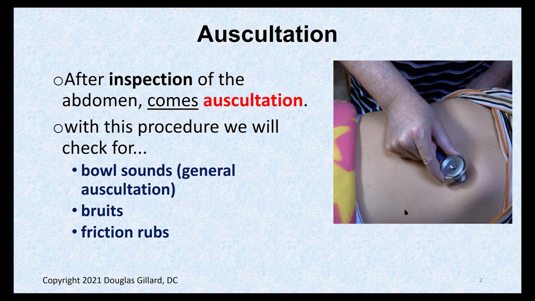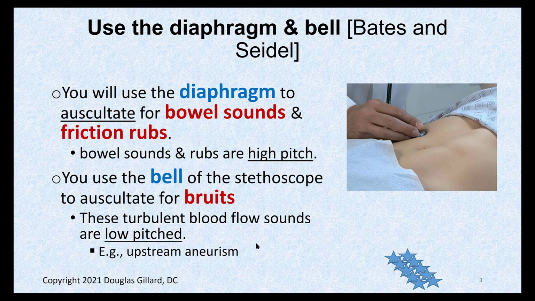So we did inspection last week, and after inspection comes auscultation. In this procedure we'll check for bowel sounds, general auscultation, and then auscultation for bruits and friction rubs. So there's really 3 tasks. We'll do general auscultation of the abdomen, auscultate for specific bruits, which is what? Turbulent blood flow, and then friction rubs, which we'll get into. We'll be using the diaphragm for most of the examinations today. We'll be using the bell to check for bruits.